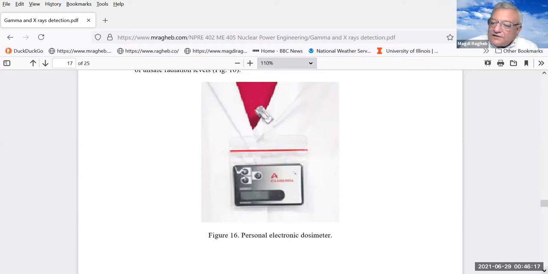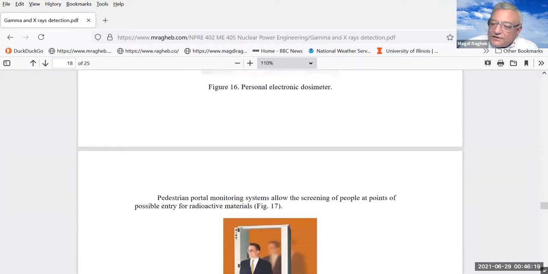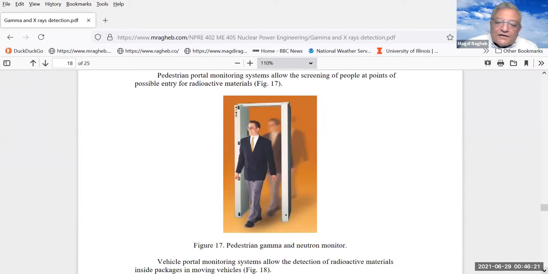But I suggested that for nuclear installations or hospital X-ray installations, people go through a whole body detector here. So this is a gamma and neutron monitor. Anybody getting into a nuclear power plant or a nuclear installation has to go through it. And that detector can detect almost to the number of atoms of radioactive substance in the human body.